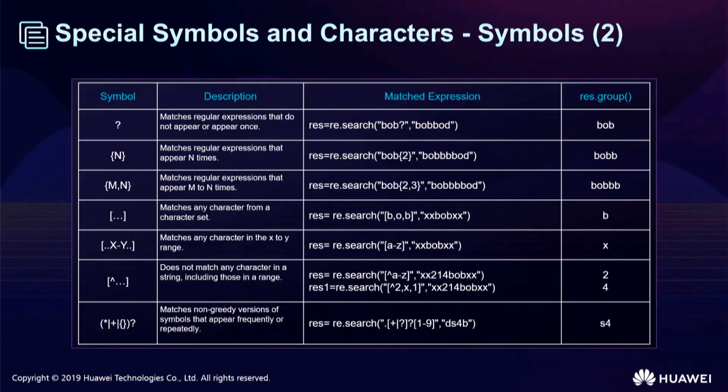There are also symbols that match a regular expression that appears zero times or once. If Bob appears, it returns Bob. And we use the curly braces with n to match a regular expression that appears n times. Also, we can use m and n in curly braces to match a regular expression that appears m to n times.